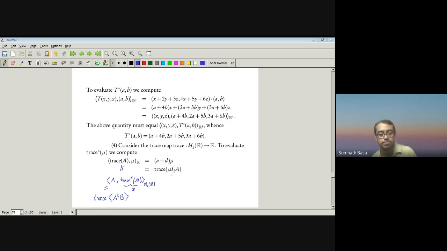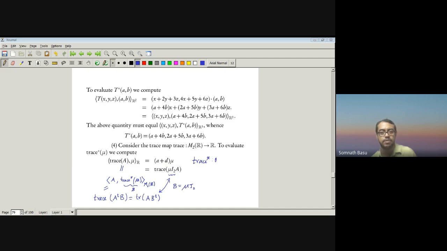So this will work because, sorry, I put the inner product there. There should be no inner product. The inner product is just trace. This is nothing but trace of AB transpose, because trace is transpose invariant. So if I compare, what do you think is B? Mu I2. Mu I2, because here the transpose or anything doesn't matter. So it's just mu. So the trace star map is something very, very simple.